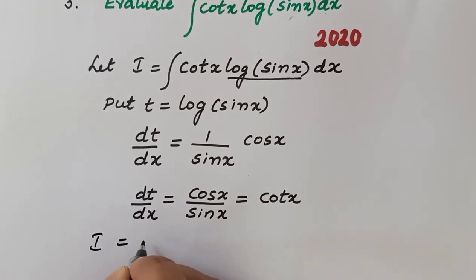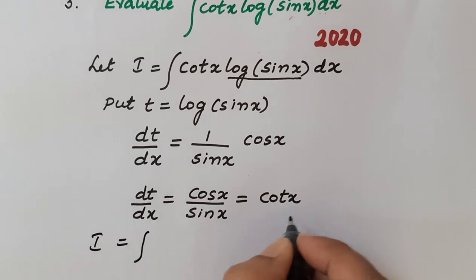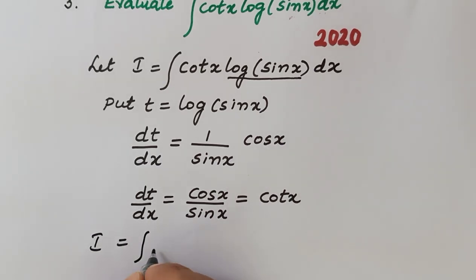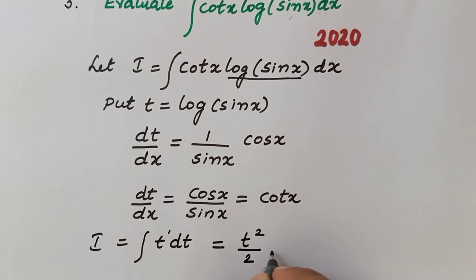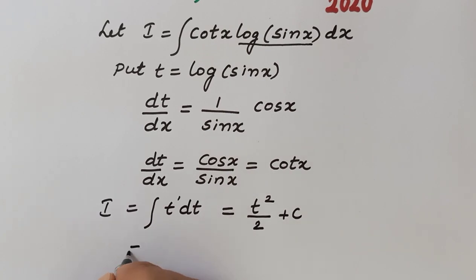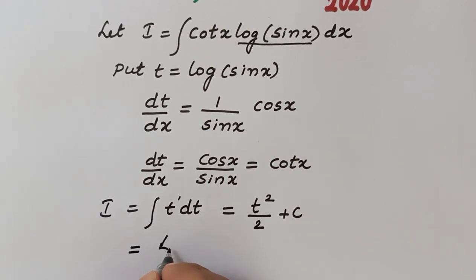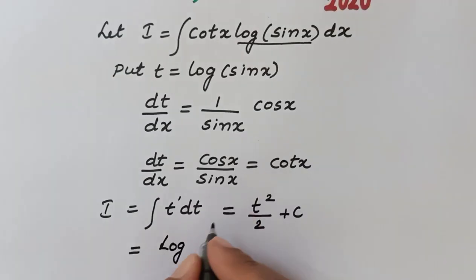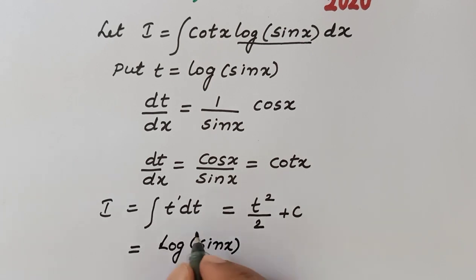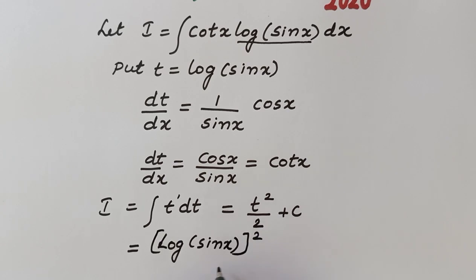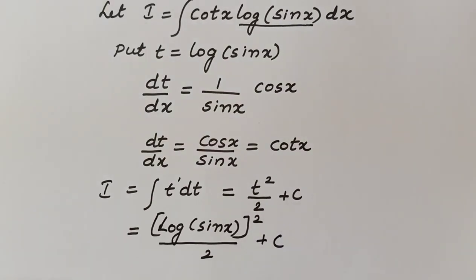So then, now I is equal to t into dt, which is equal to, what is the power here? 1. So 1 plus 1 will be 2. t square by 1 plus 1, again it is 2, plus c. Now writing in terms of x, what was t equal to? Log of sin x. So it is log of sin x whole square by 2 plus c. So this is the solution. So hope you got this.